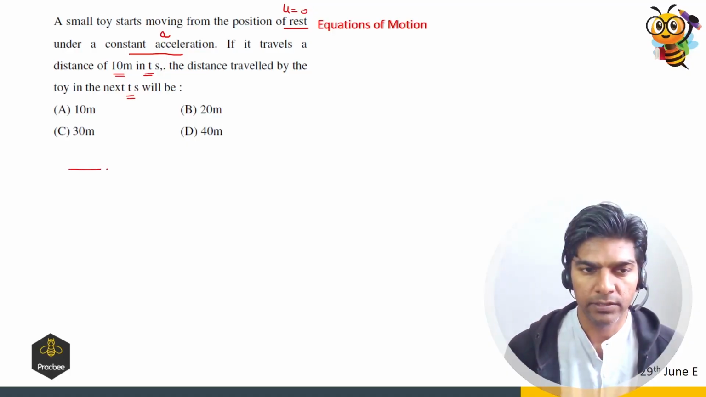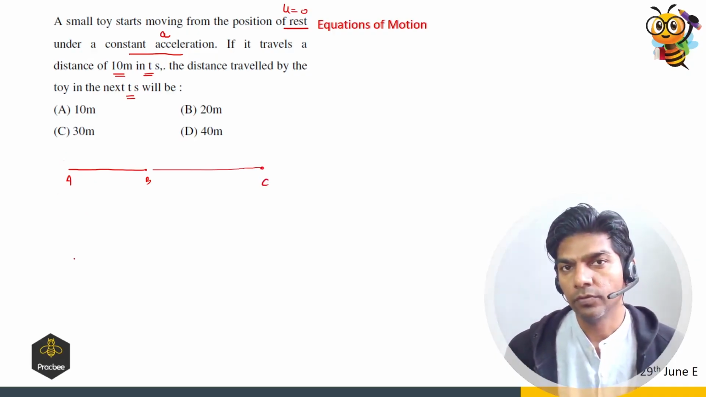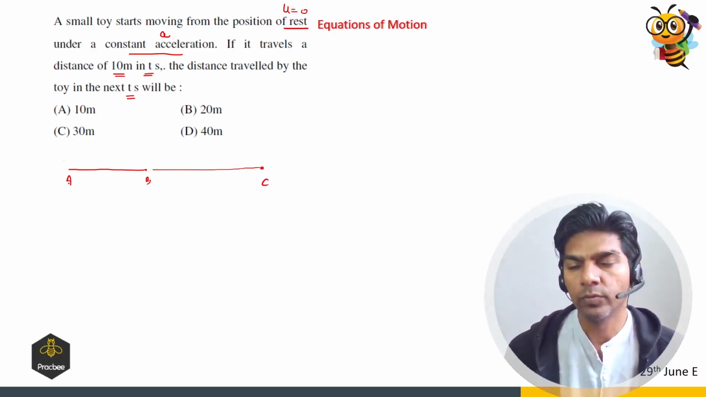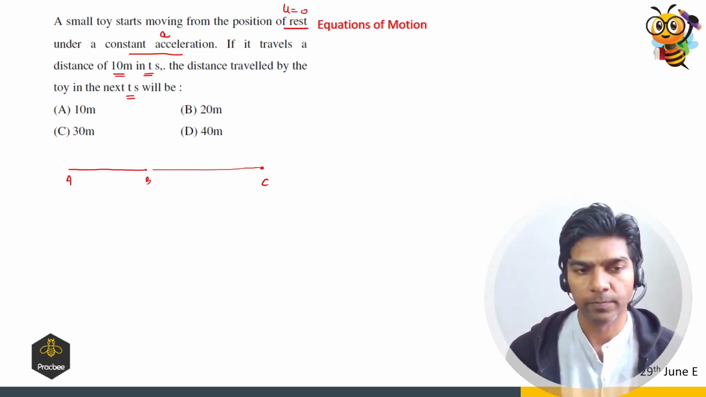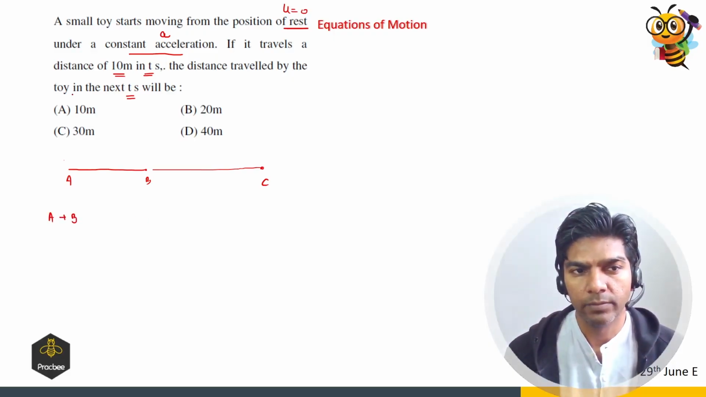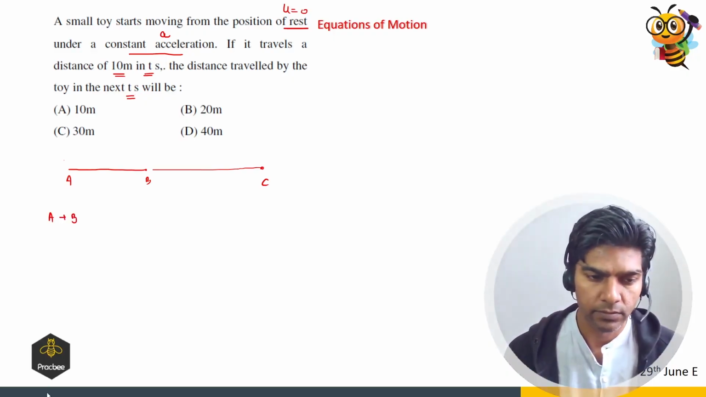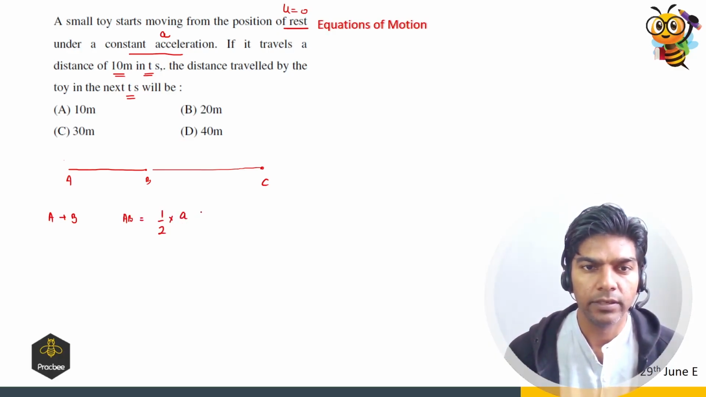Okay, right. So let the toy cover a distance A to B in t seconds, and it covers the distance A to C in 2t seconds, right? So we'll apply equations of motion between A to B and from A to C, because it is always convenient if one of the states of the particle is at rest. So we have to find the distance traveled by the toy in the next t seconds. From A to B, AB is half a t square.